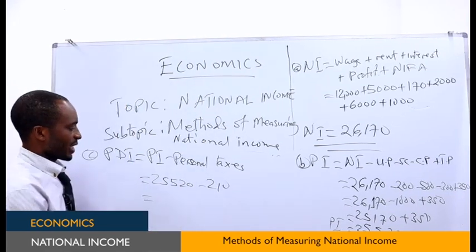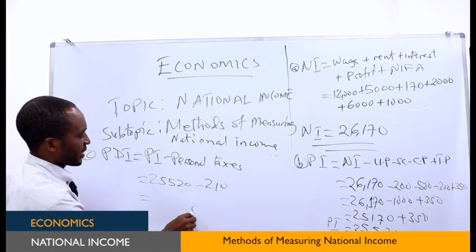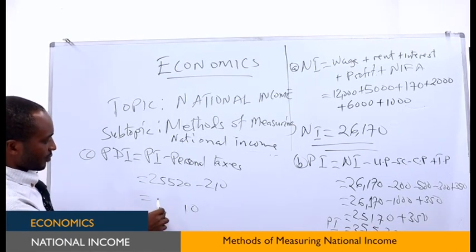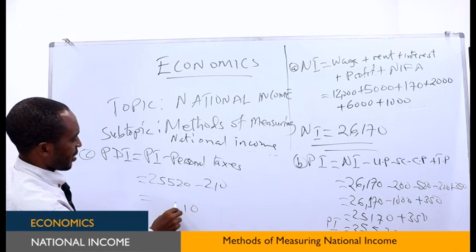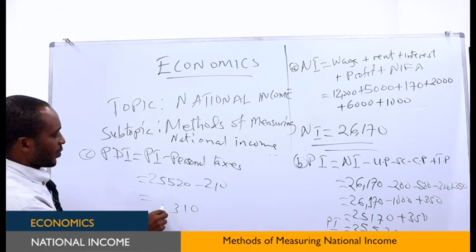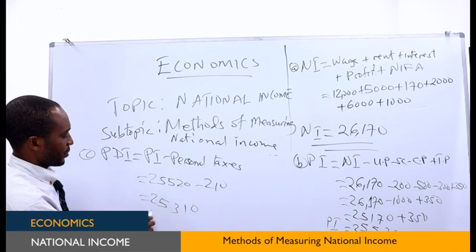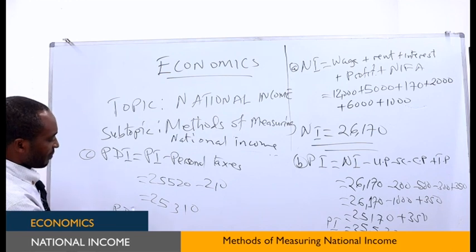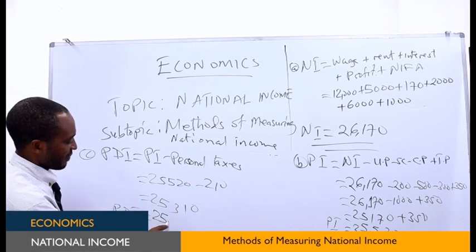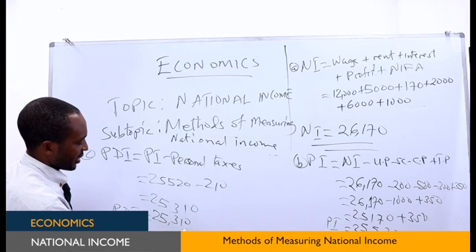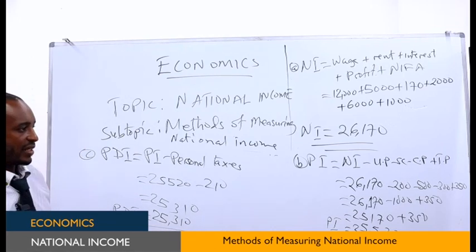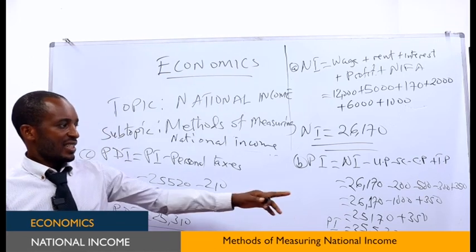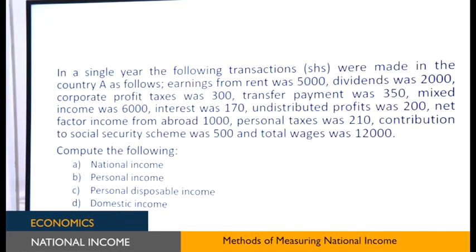So when you subtract here, the personal disposable income is equal to 25,310. Then the last part here, we are asked to calculate the domestic income.